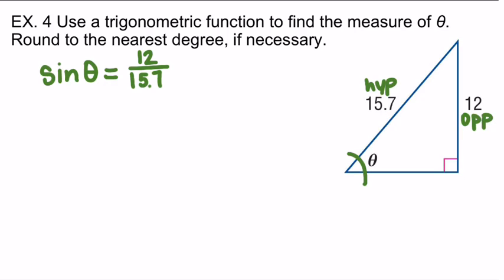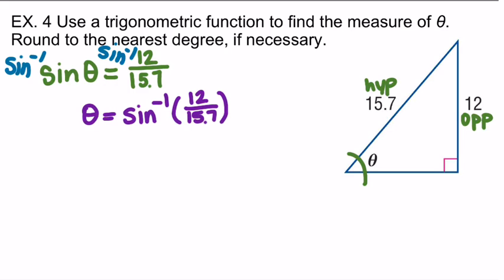Since we're solving for the angle theta, we can't divide by sine on both sides. It's not a number or a variable, it's a function. So we have to do the inverse function on both sides, which is sine inverse. That will cancel the sines on the left-hand side, and we'll be left with theta equals sine inverse of 12 over 15.7. So in your calculator, you're going to type second sine 12 divided by 15.7. And this says to round to the nearest degree. I forgot to round to the nearest degree, and I wrote 49.8. But this would round up to 50 degrees.